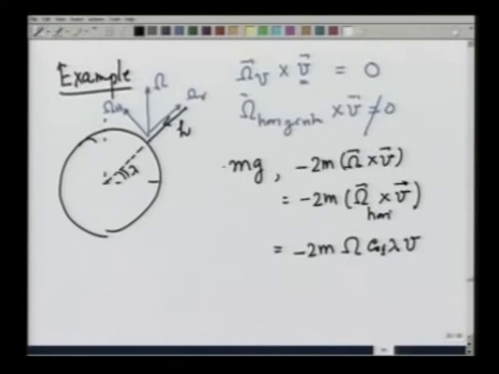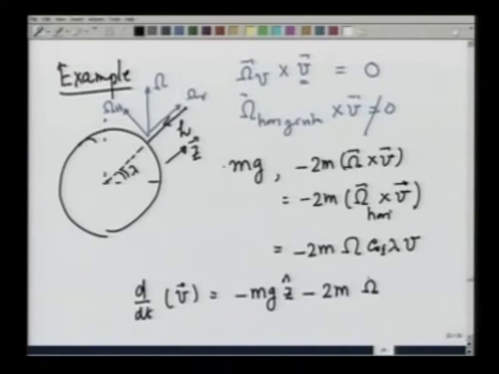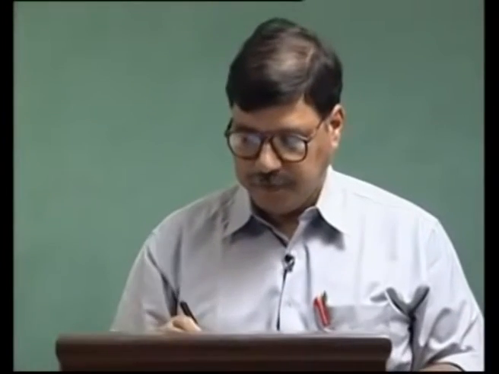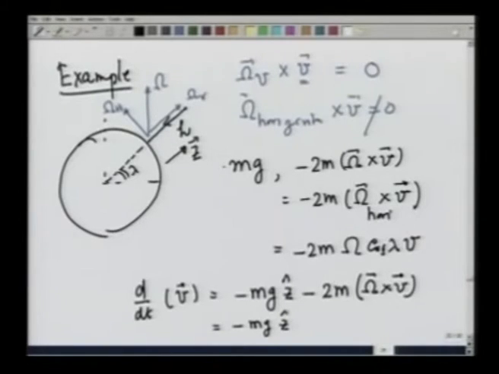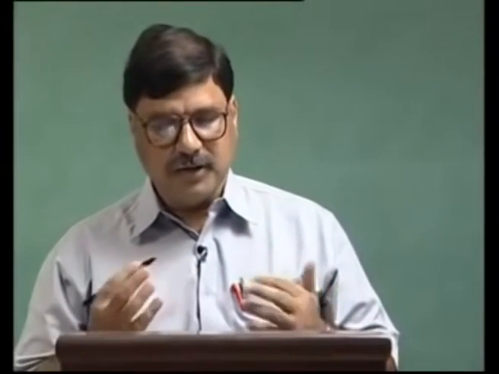So now if I were to write the equation of motion, let me call this direction the z direction. I am going to have d by dt of v is equal to minus mg z minus 2m omega cross v, and up to the first order we have already seen, if the particle is coming down, this is going to be minus mg z minus 2m omega cosine lambda v. I am not writing the sign clearly right now because I will talk in terms of west, north, east, south.